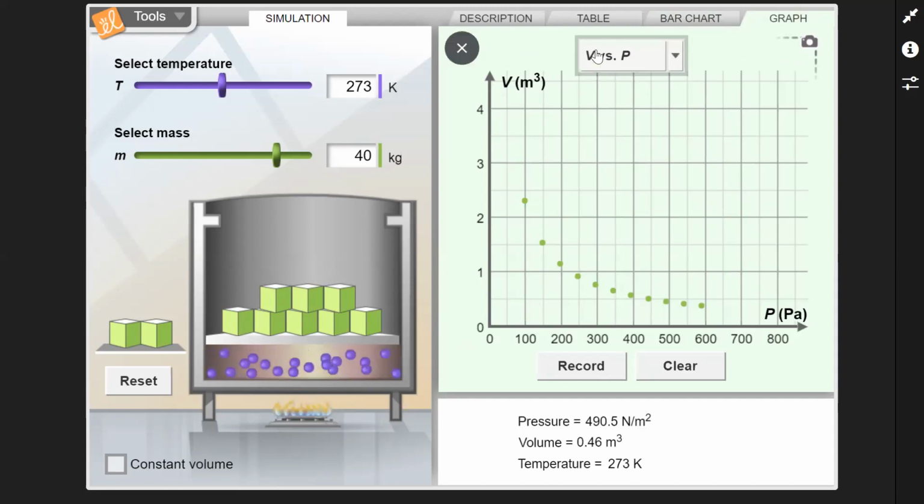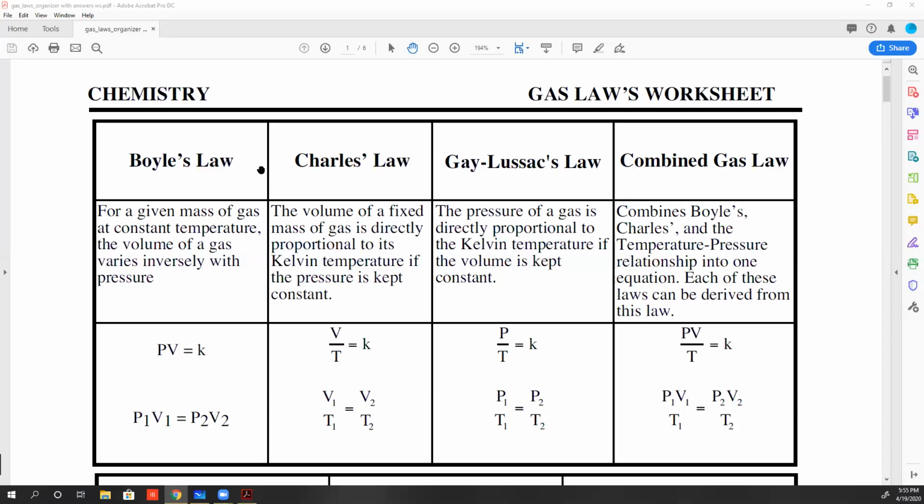I'm going to switch to a different screen here. You can see this is also posted into Schoology. This is a graphic organizer I've built for you guys. Boyle's law basically states, for a given mass of gas at a constant temperature, the volume of a gas varies inversely with pressure. So as I increase my pressure, my volume is going to decrease. As I increase my volume, my pressure is going to decrease. And so here we have pressure times volume equals a constant K.